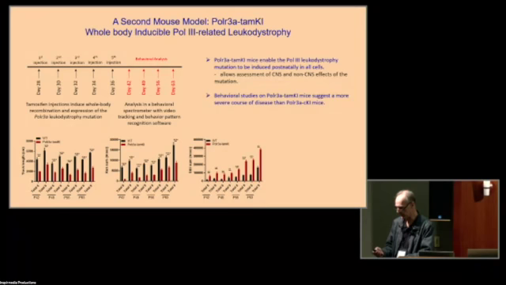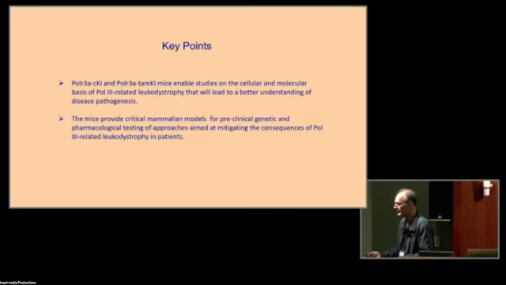So I think that's really all I wanted to present today, to give you an update of where we are and where we're headed. The key points, if you take nothing away from what I said, this is your slide. We have 2 models in mice now that reproduce phenotypes of Pol3-related leukodystrophy. These enable studies on the cellular and molecular basis of this disease that will lead to a better understanding of disease pathogenesis. And importantly, the mice will provide a critical model for preclinical genetic and pharmacological testing of approaches that we hope will be effective at mitigating the consequences of this disease in patients. That's our goal.